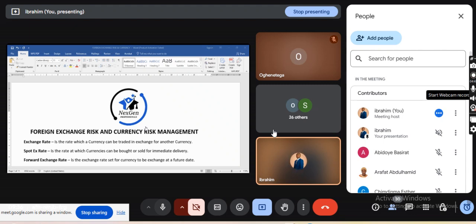Why? Because at the initial recognition, in line with IFRS 21, is it IFRS or IAS 21? Is it IFRS or IAS 21? Please, someone should correct me. Is it IFRS 21 or IAS 21? I will confirm that. Please check.